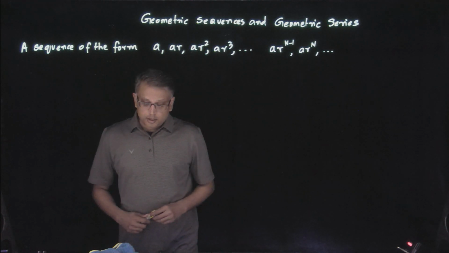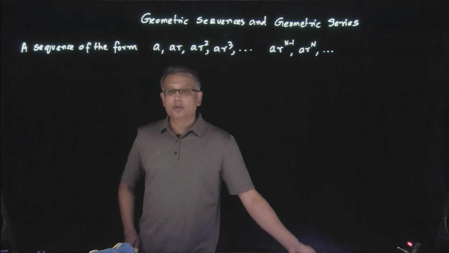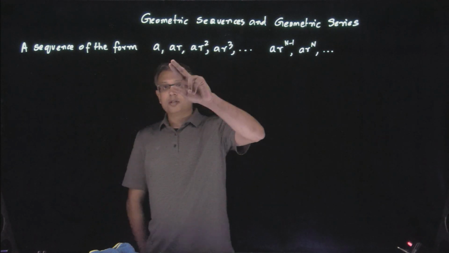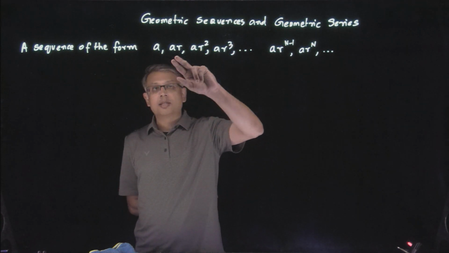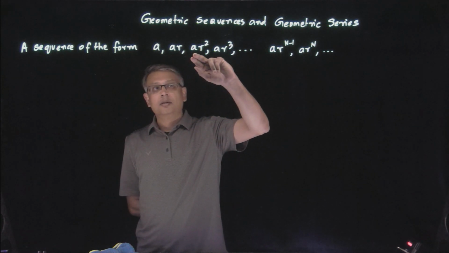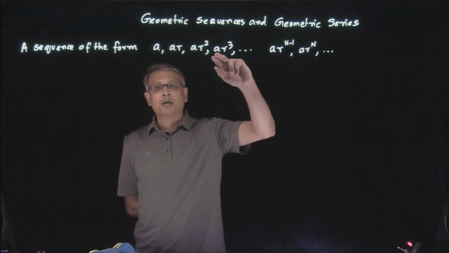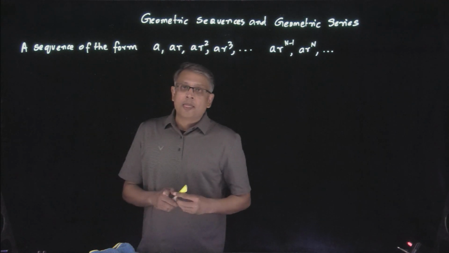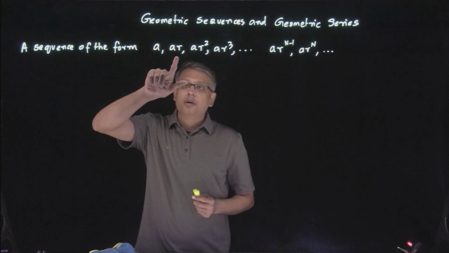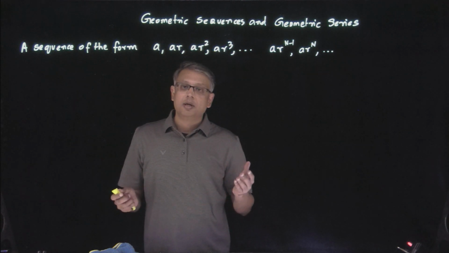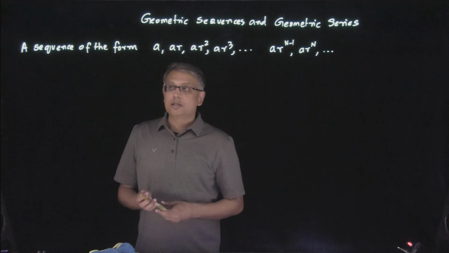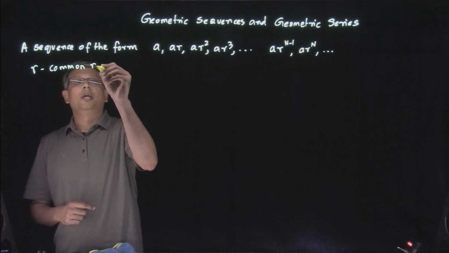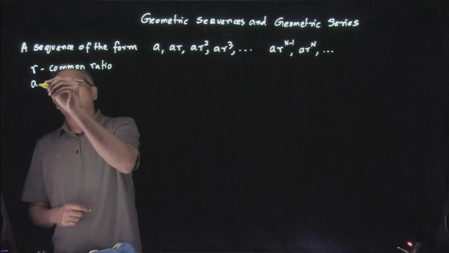One of the sequences that you are going to repeatedly see in this course is what is called a geometric sequence, which is a sequence where the first term is a, the second term is a times r, the third term is a times r squared, and so on. If you think about what's special about this sequence, you will notice that the ratio of any two adjacent terms is equal to r. And so this r is called the common ratio of the geometric sequence. A is, of course, the first term, and r is the common ratio.